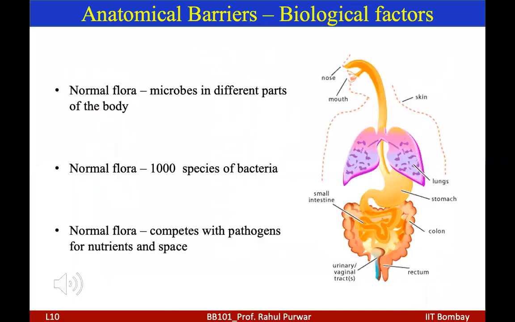There are biological factors that also protect us, right from your mouth, nose, skin, lungs, stomach, and intestine. We have so much normal flora in our body, more than 1,000 species of bacteria, and they compete with the pathogen for nutrients and space. And these bacteria, this normal flora, keep us safe.